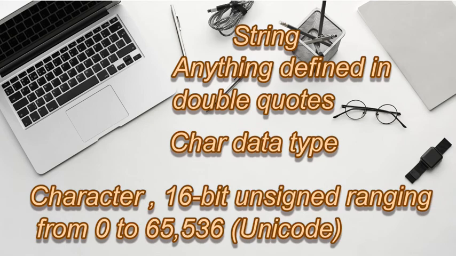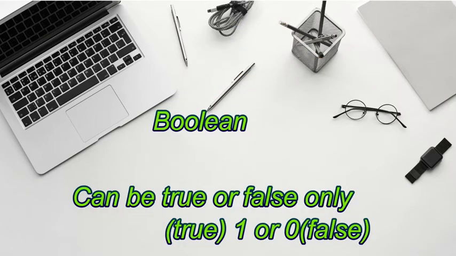Then we are talking about the character data type. The character data type has a range of characters from 0 to 65,536, so it stores a 16 bit unsigned value in this range. And what is the purpose of the character? It will store all the data which is in the form of a character. We also have a string type, and we also have a boolean type.